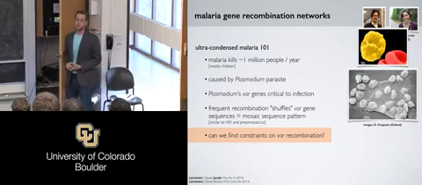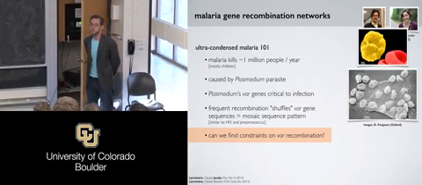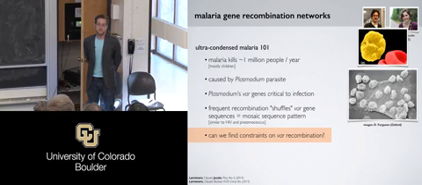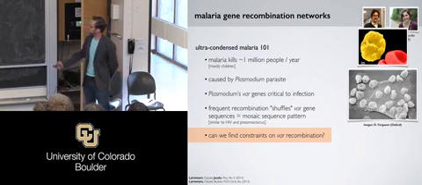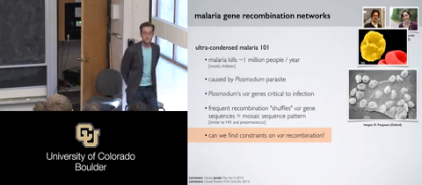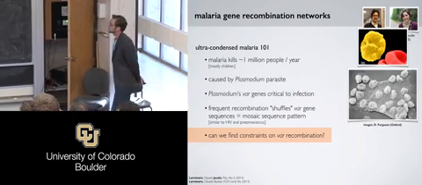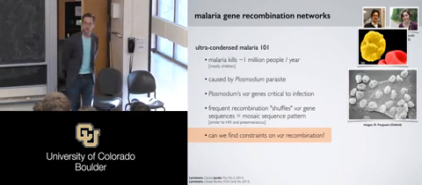Malaria kills a lot of people a year, about 1 million, mostly kids, because kids' immune systems are naive. They haven't seen this disease before, and as a result, they tend to get more sick than the adults. It's caused by a Plasmodium parasite. The Plasmodium parasite is a eukaryote, so it has a very complicated genome. And in particular, there's a set of genes called the VAR genes that are critical to its pathology.